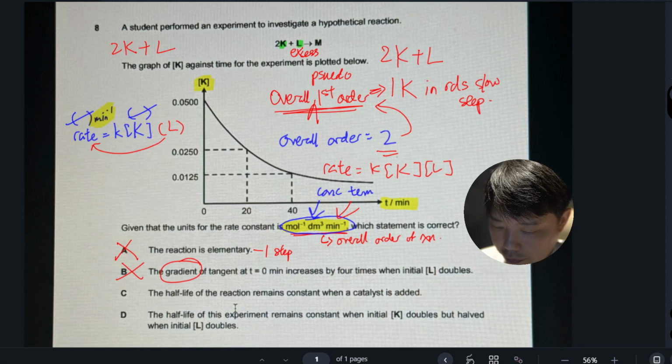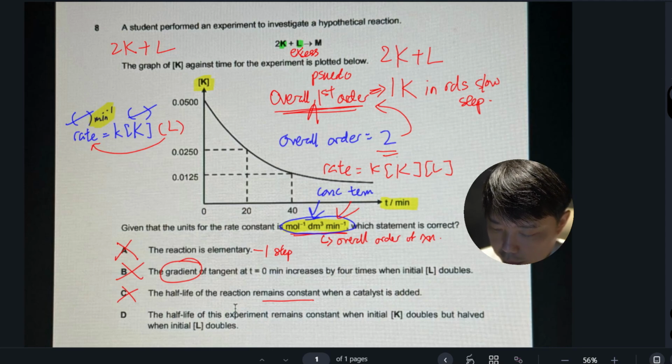Option C, the half-life of the reaction remains constant when catalyst is added. So when you add in a catalyst, you go by an alternative reaction pathway. EA is lowered for both forward and backward. Since both forward and backward, the rate is increased to the same extent, your equilibrium amounts of both the reactants and product stay the same. So since there's no change in the equilibrium amount, the composition, then your half-life will not be affected. It will still remain constant. Okay? So catalyst doesn't affect the half-life being constant.